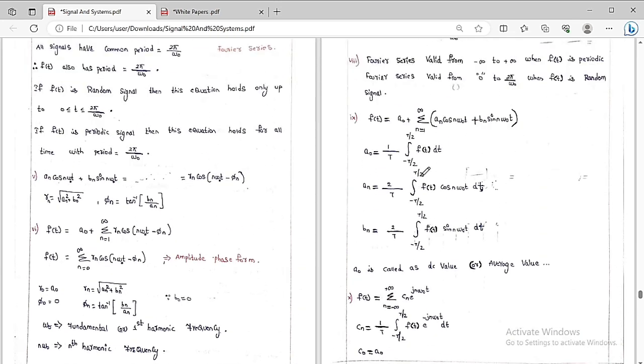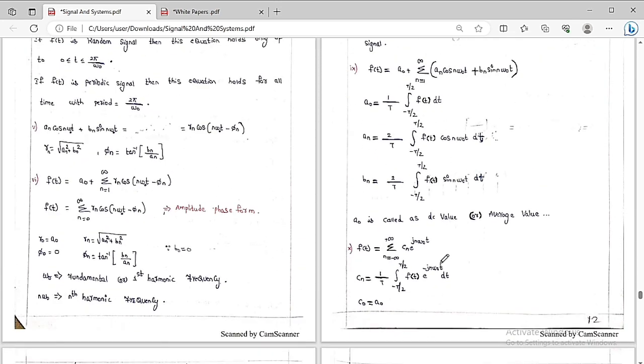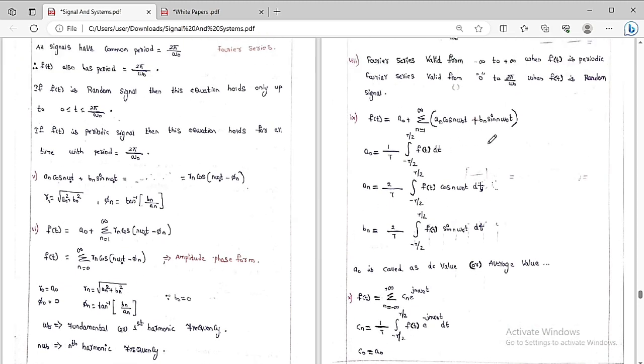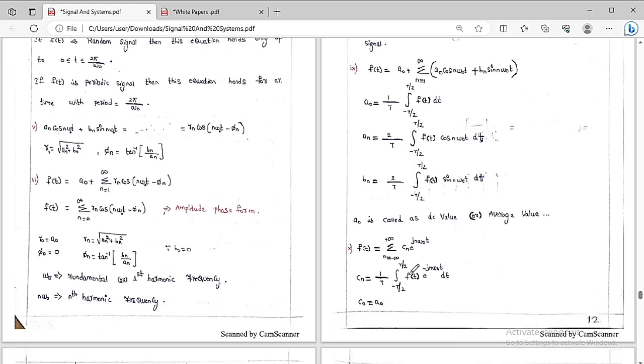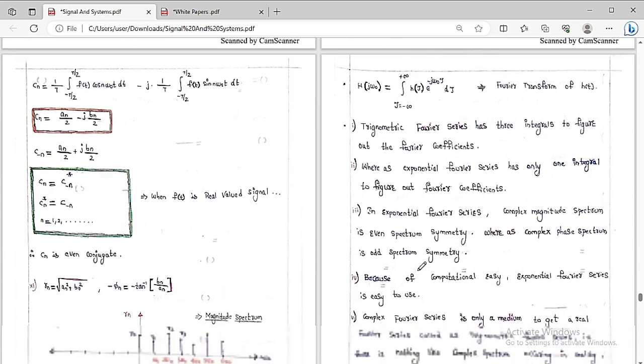Whereas here you have to do three integrals, and here you have to do only one integral. In the exponential Fourier series, we have only one integral to figure out the Fourier series coefficient, whereas in the trigonometric Fourier series, you have to do three integrals to figure out the Fourier series coefficients. So it is the same thing everywhere here.